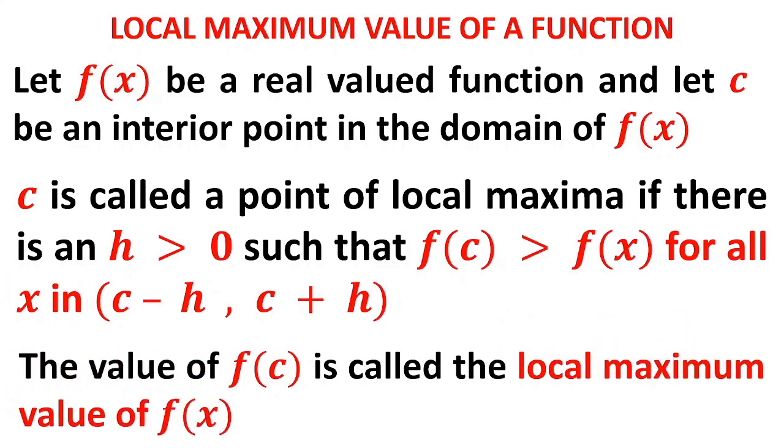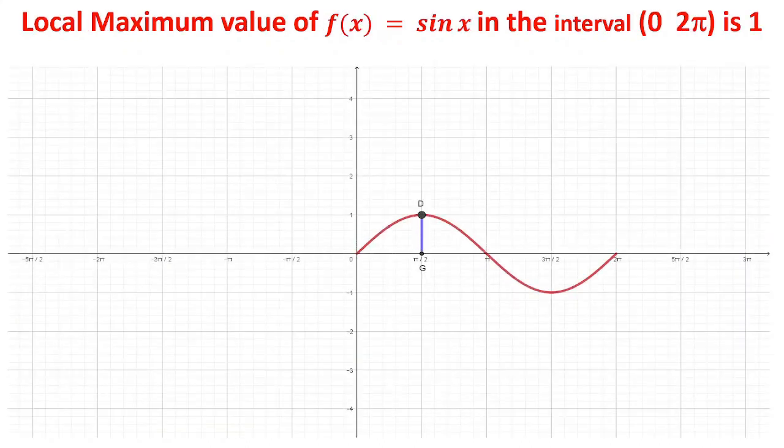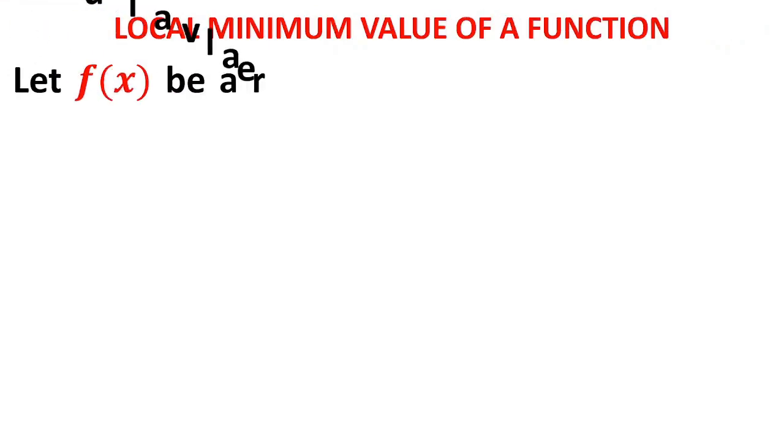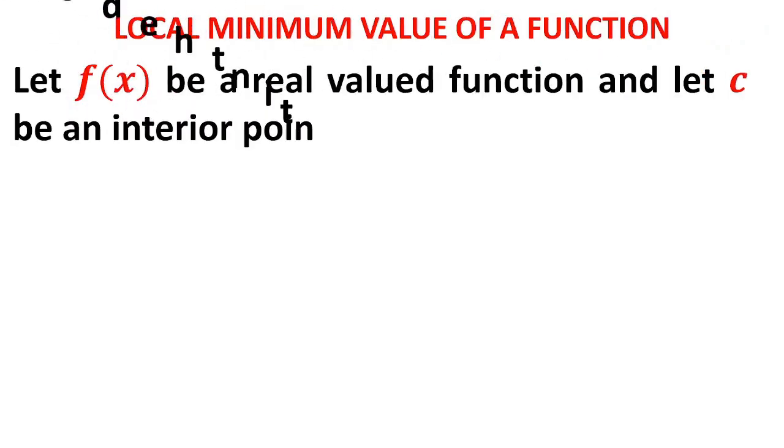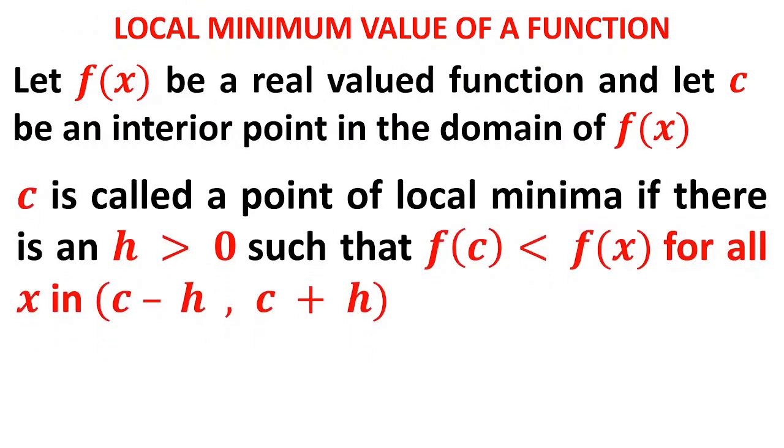A local maximum will be obtained at a critical point. The local maximum value of sin x, what do you want? It is 1, we have already discussed. The local minimum value is the same thing. If it is a real valued function and c is an interior point, then f of c will be always less than f of x in a neighborhood of that c, that is (c minus h, c plus h).